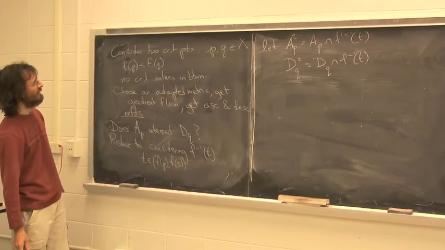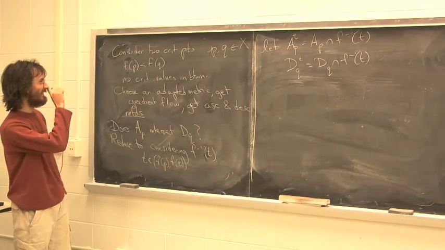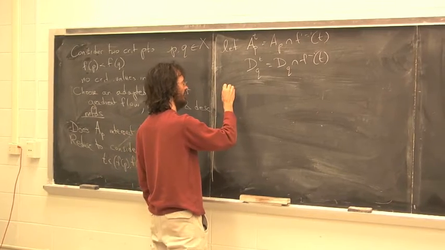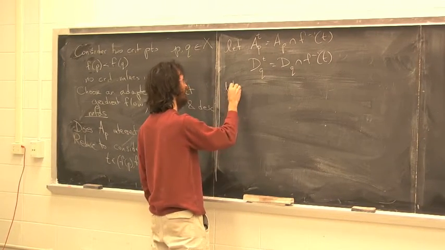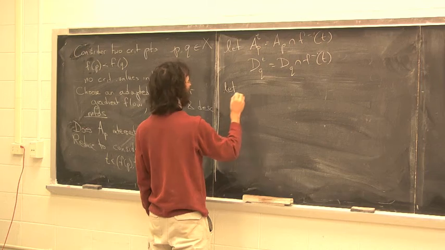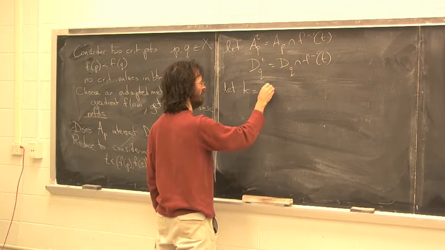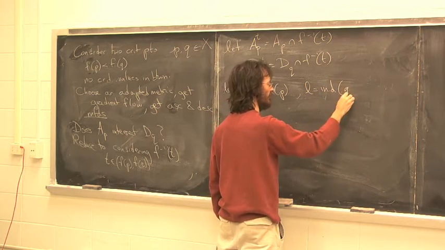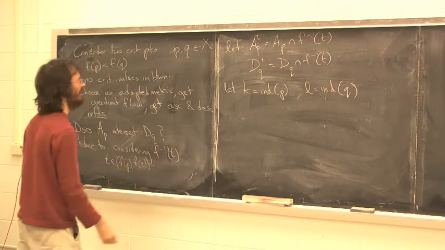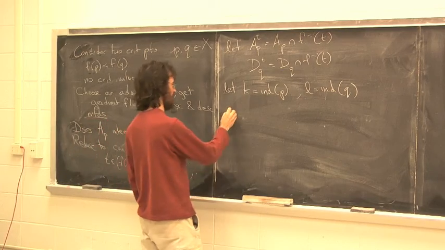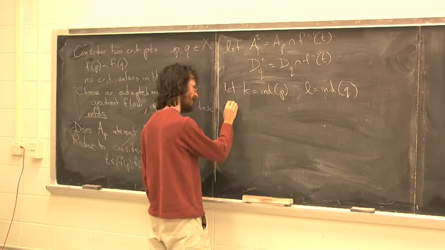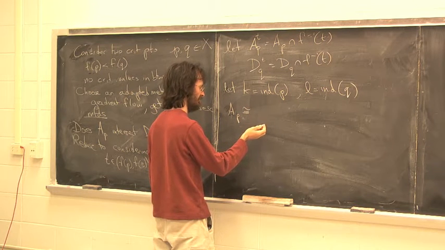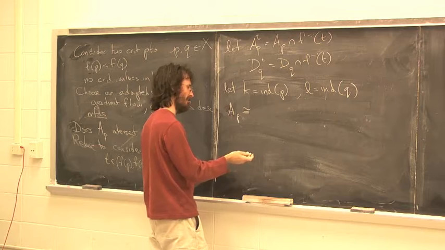To do that, I need to tell you what the indices are. So let's say the index k equals the index of P, and l equals the index of Q. And then therefore, D_A_P is diffeomorphic to a, well, the whole ascending manifold. Let me put it this way.